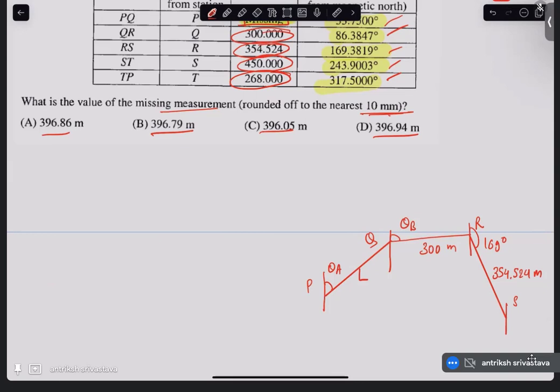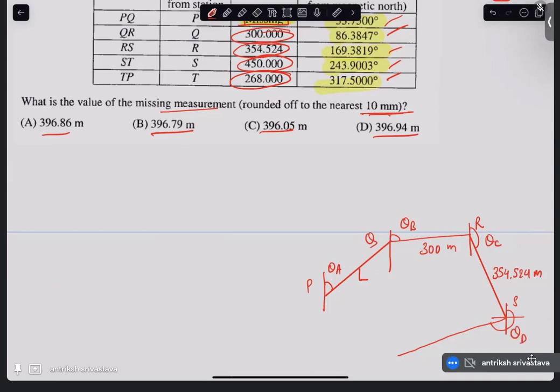All right. Now from S to T, we are at 243 degrees. So this would have been 270, this whole thing. We are a little less than that. So 243 degrees. We can write any value, so here I'm going to write theta C and theta D.